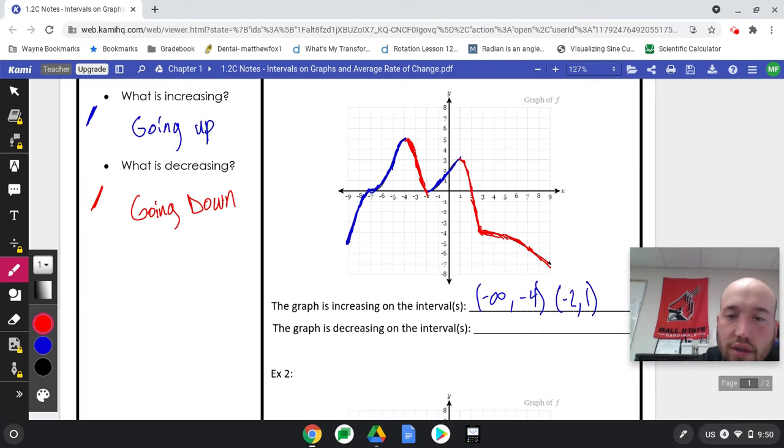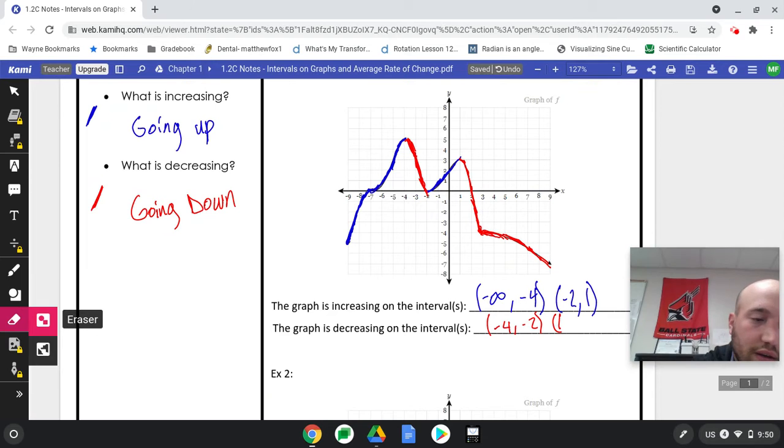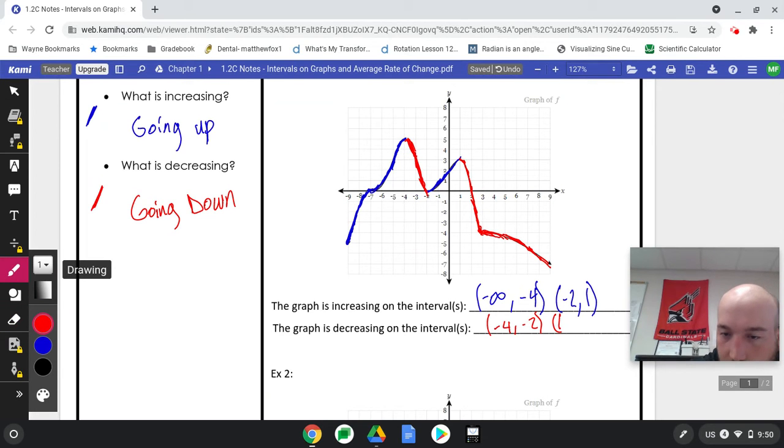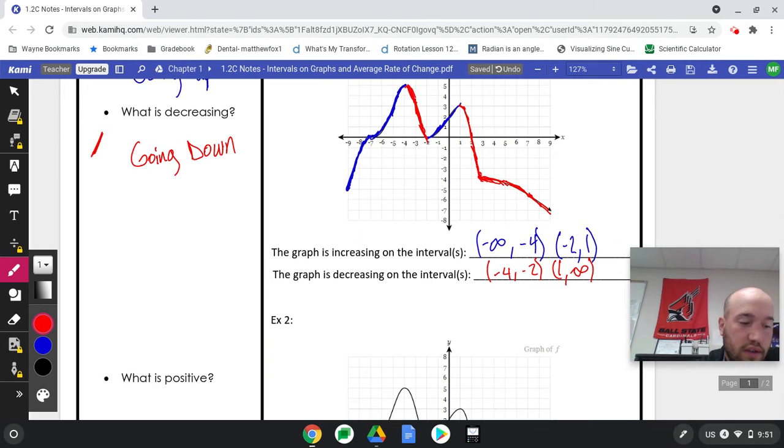And so our two chunks are from -4 to -2, and also from 1 all the way to infinity as it keeps going. All right. So those are where it's increasing or decreasing.